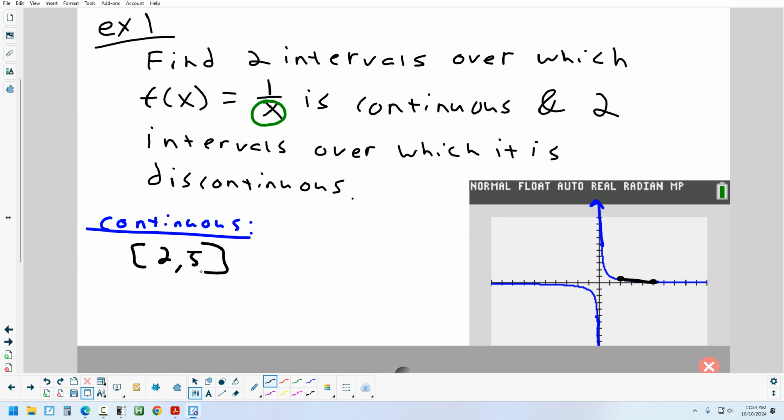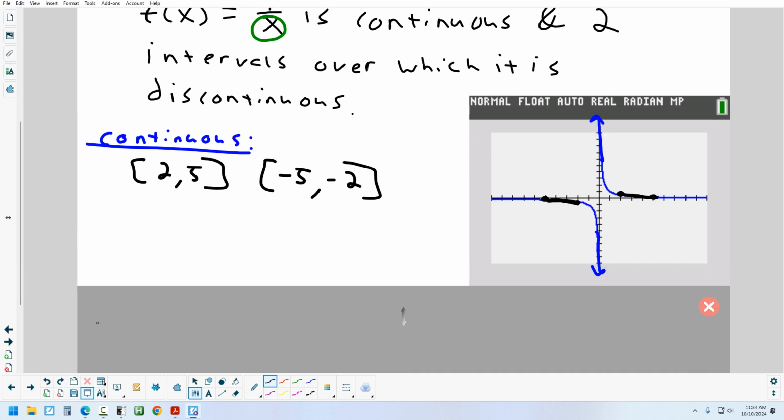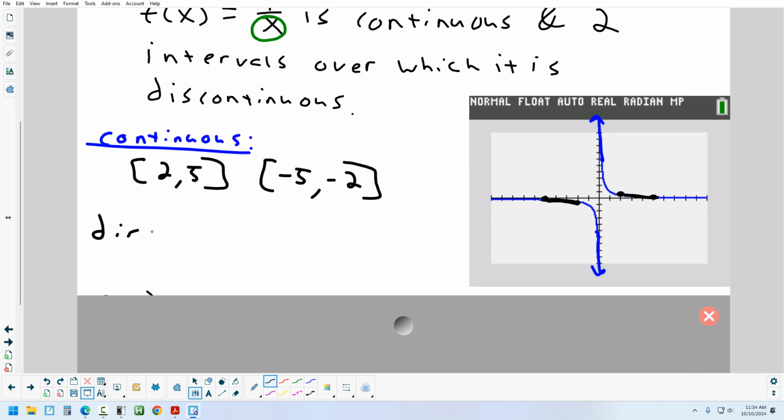What's another section that I could trace between that would be continuous? Yeah? -2 and -5. Just make sure you put the low value first, high value second. But yeah, -1, -2, -3, -4, -5 to -2, traces from there to there. Perfect. Now let's write a section that's discontinuous.